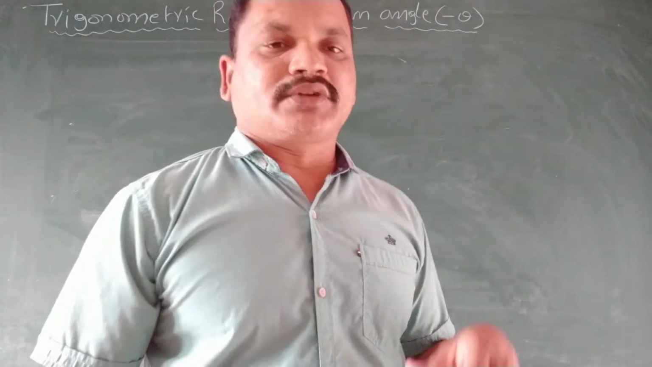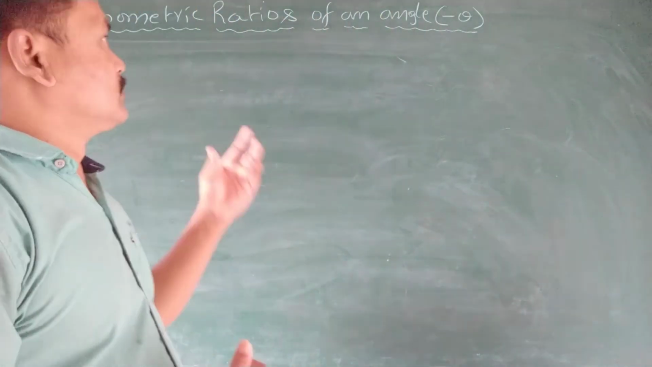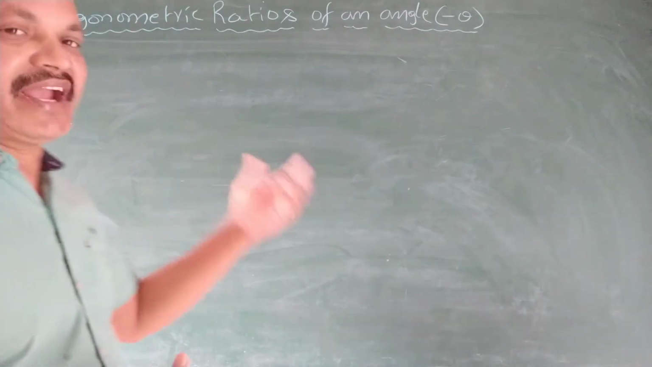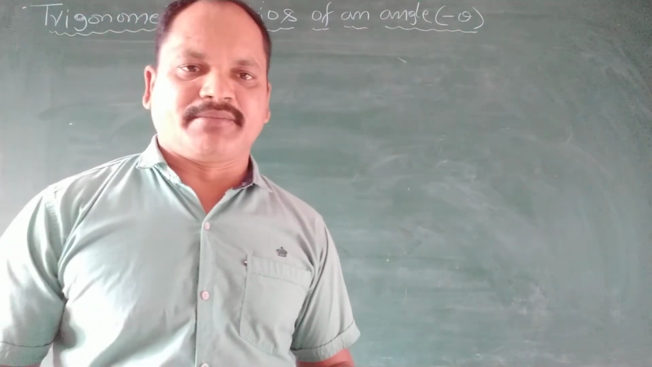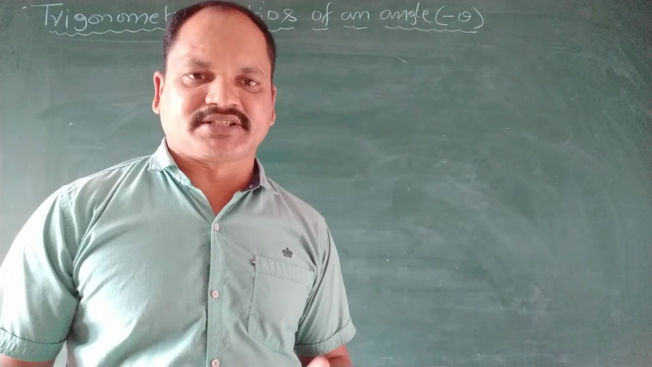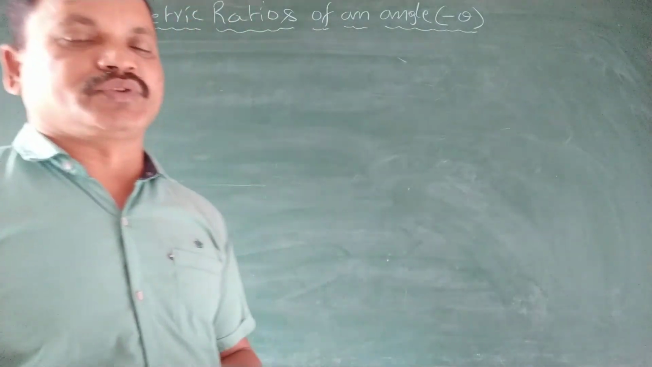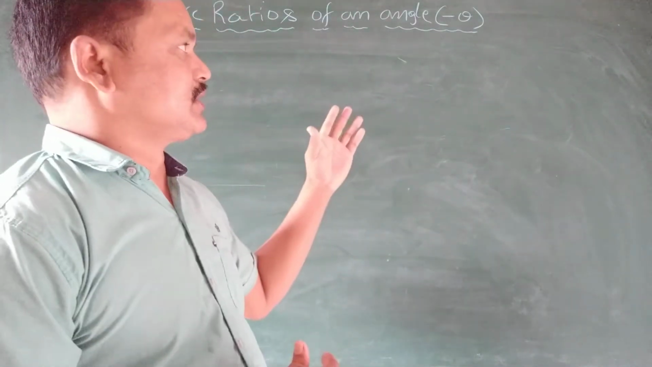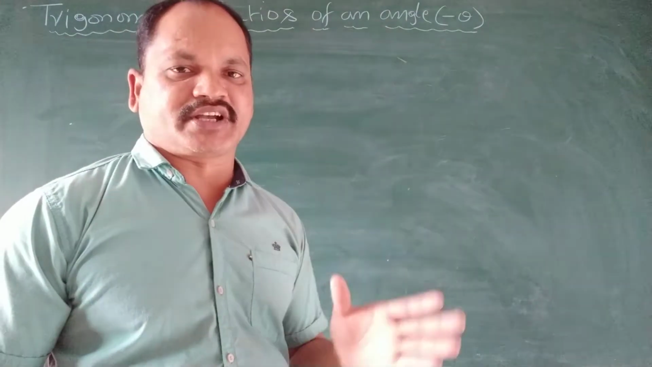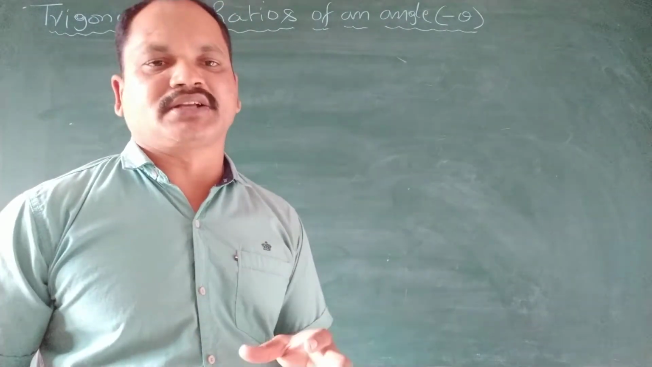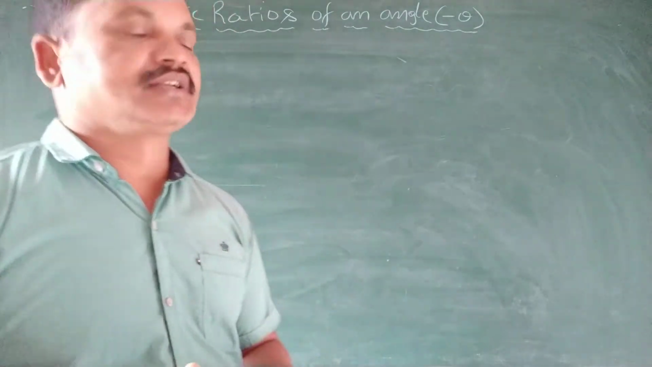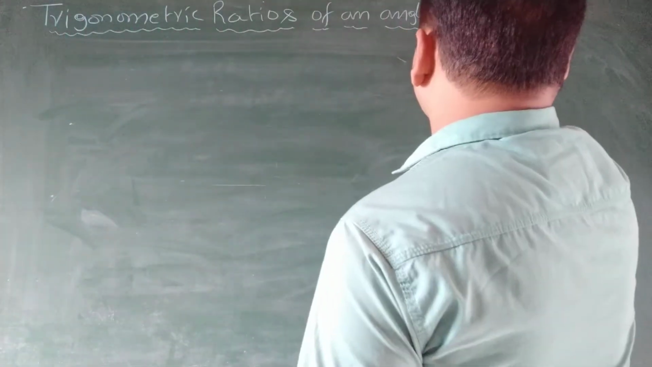Now we are going to trigonometric ratios of an angle minus theta. That means sine minus theta, cos minus theta, tan minus theta, like that. So we have to prove that. Of course, this is in different quadrants, so first quadrant, second quadrant, third quadrant, fourth quadrant, like that. So we have to take one of the quadrants. So take the diagram.